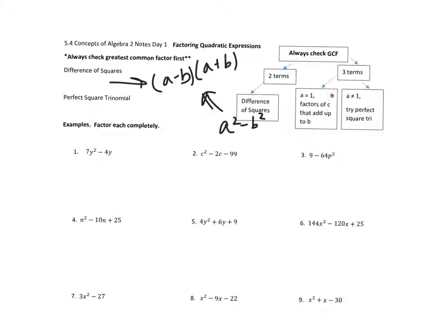Then if there's three terms, I try to see if it's a perfect square trinomial if a doesn't equal 1. So in this case, a equals 1. This case, a equals 1. This case, a doesn't equal 1. So if a doesn't equal 1, I try to have a perfect square trinomial.